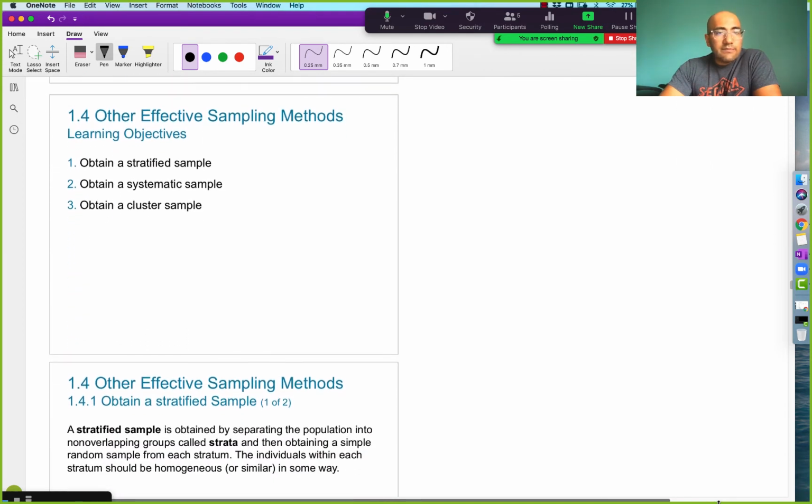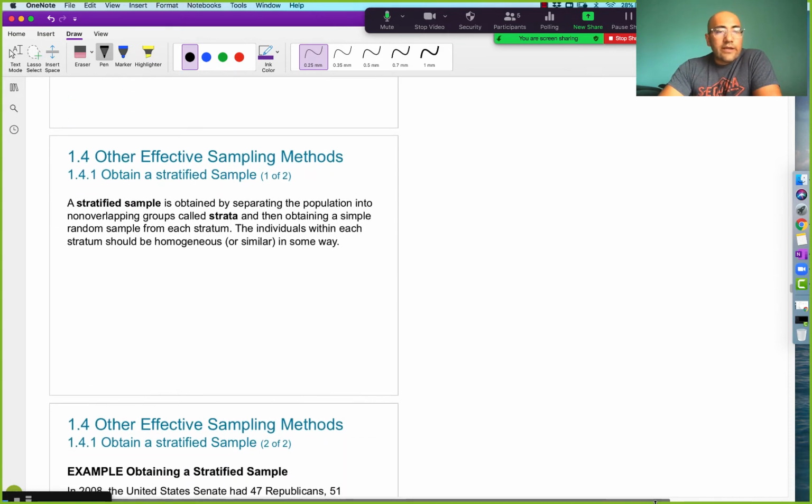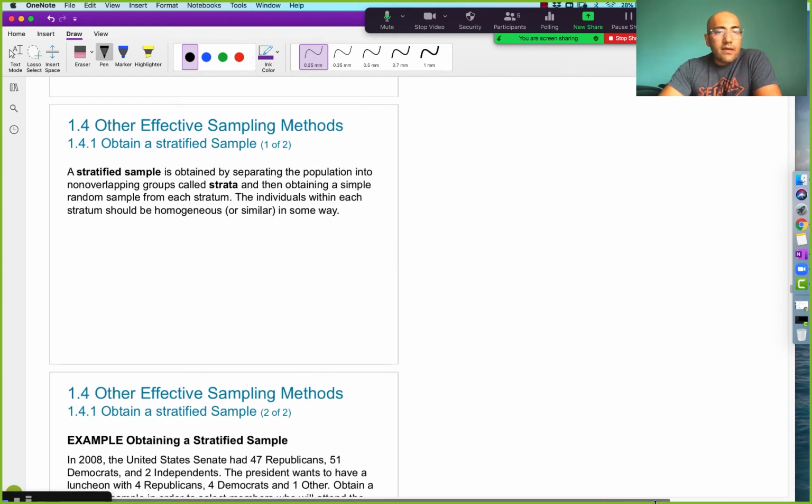There are a few other types of sampling methods we're going to look at. One of them is stratified sampling, the other one is systematic sampling, and the other one is cluster sampling. Okay. So a stratified sample is obtained by separating the population into non-overlapping groups called strata, and then obtaining a simple random sample from each stratum. The individuals within each stratum should be homogeneous or similar in some way.